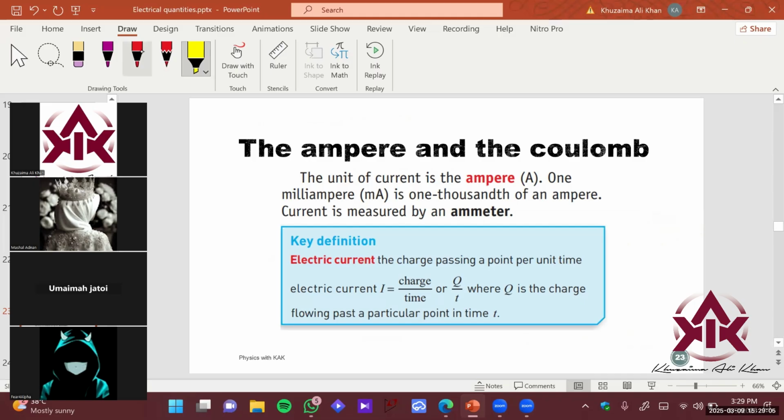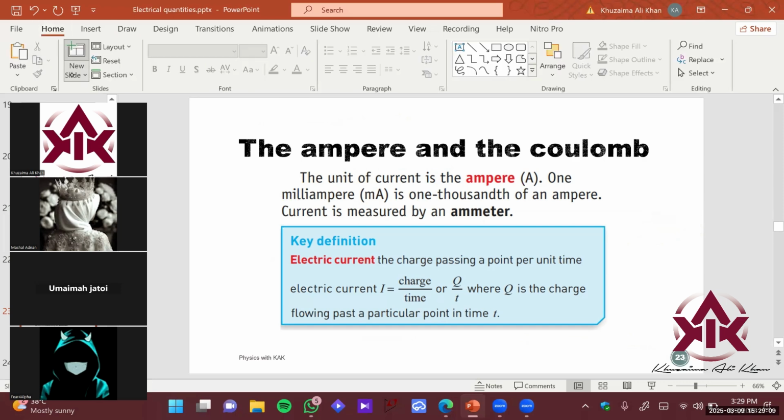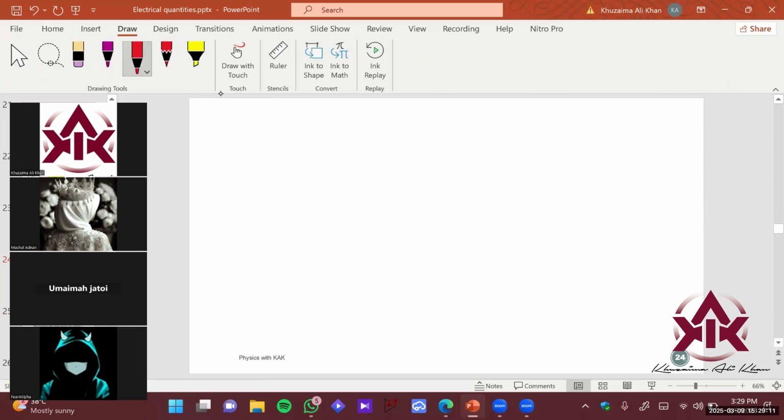First of all, let's start discussing it. Let me first of all draw a circuit here. So I'm just drawing a simple circuit. This is going to be the first ever circuit, a simple electric circuit. Make sure to ask questions if you're lost.